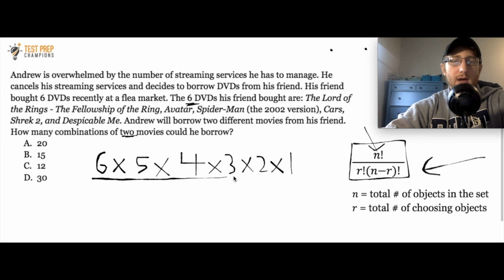So now let's look down here at the bottom of the formula. The bottom has R factorial, times (N minus R) factorial. So we're going to do the same type of thing here. So we see R, and we know that our R is 2.